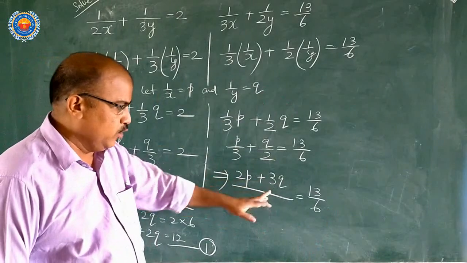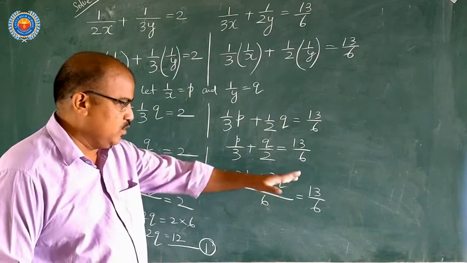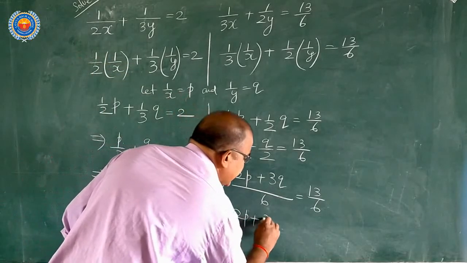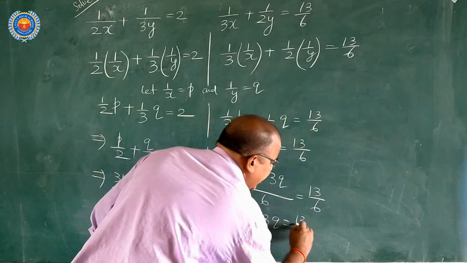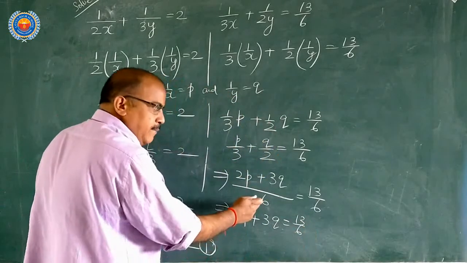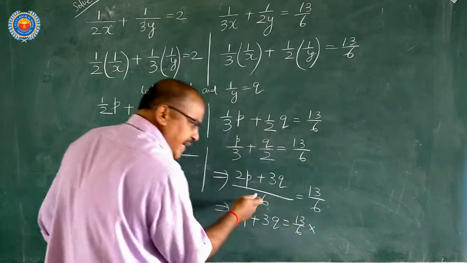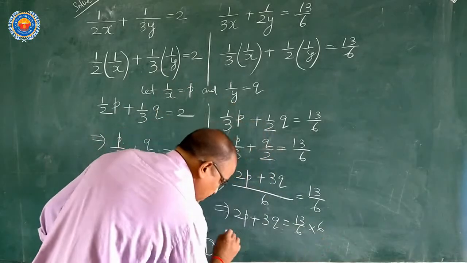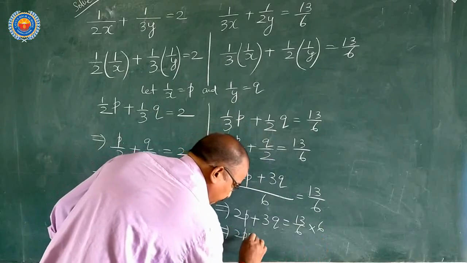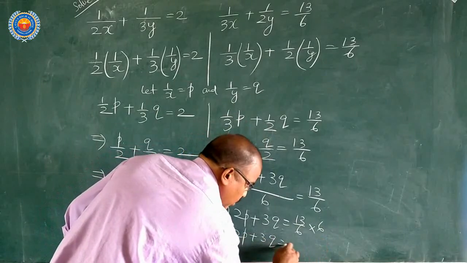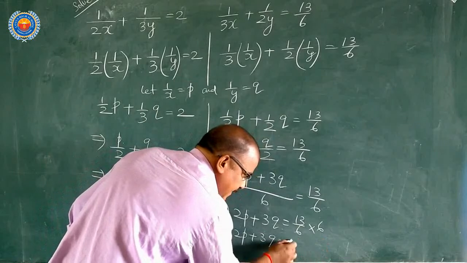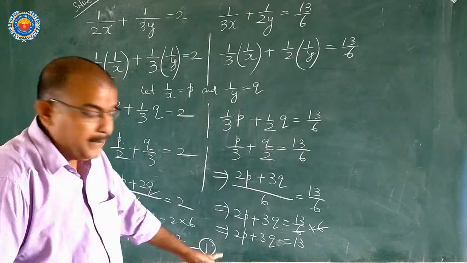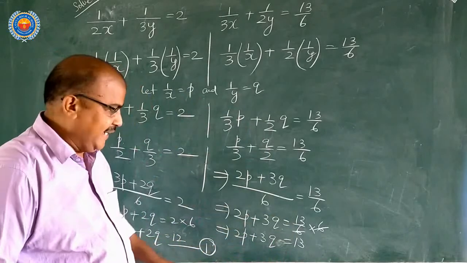2p plus 3q by 6 is equal to 13 by 6. That implies 2p plus 3q is equal to 13 by 6 divided by 6. If it is LHS to RHS, that will be into 6. That implies 2p plus 3q is equal to, 6 and 6 will be cancelled, 13. 2p plus 3q is equal to 13.